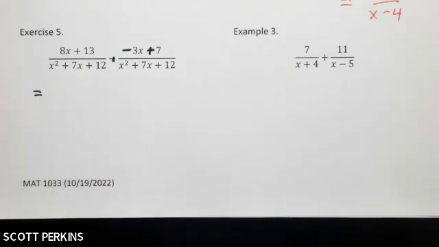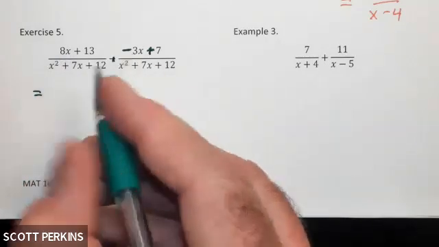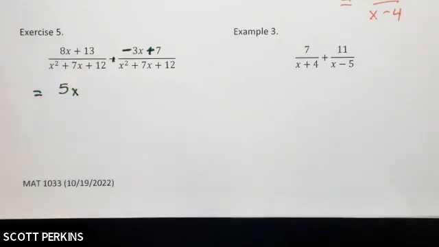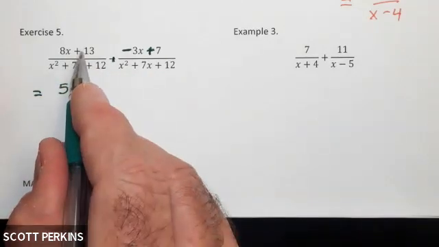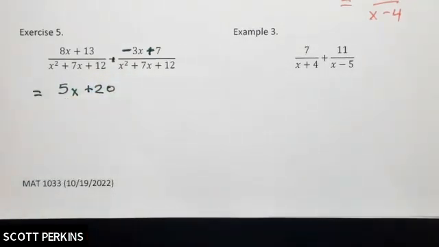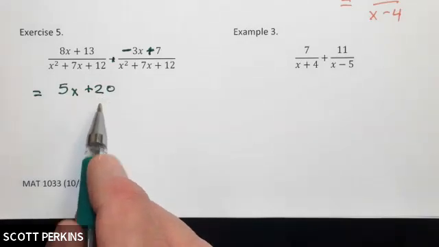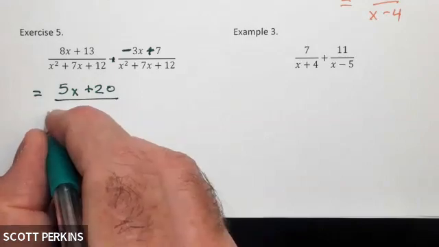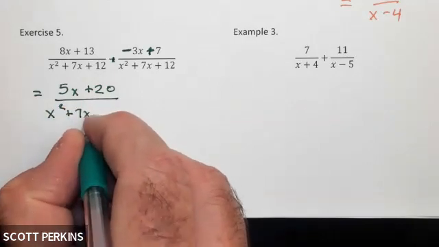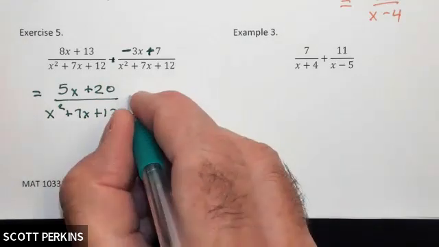So what you should have in your numerator once you've done that is 8x and negative 3x is 5x. And then 13 and 7 is 20. It's usually that second term that sometimes students miss, or a lot of times. If you have a plus 6 here, you didn't subtract the whole thing. So it has to be plus 20, over the x squared plus 7x plus 12. This is just like the previous problem.